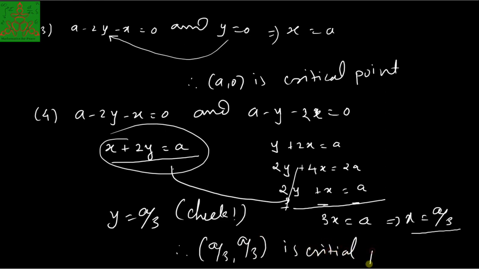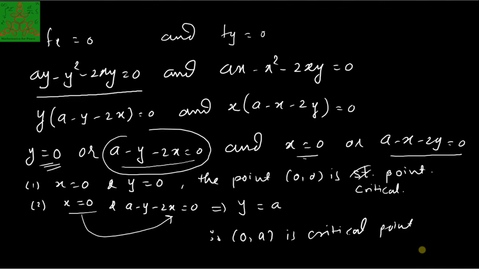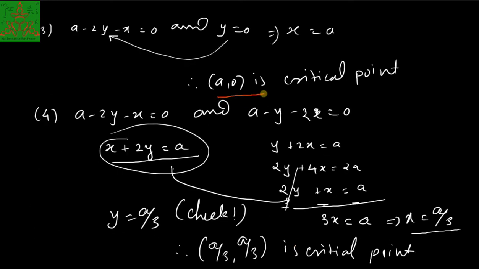So how many critical points did we get here also? Here we got the 4 critical points. The first critical point is 0, 0 that we have obtained here. The second one is 0, a. The third one is a, 0, and the last one is a by 3, a by 3.